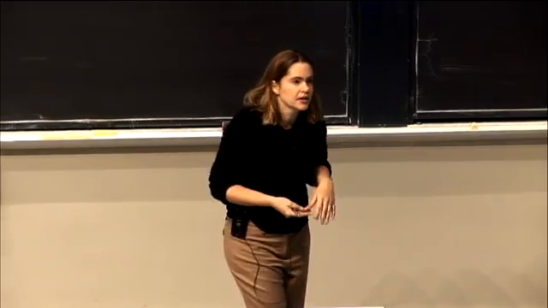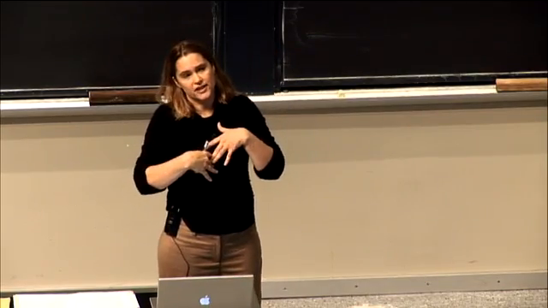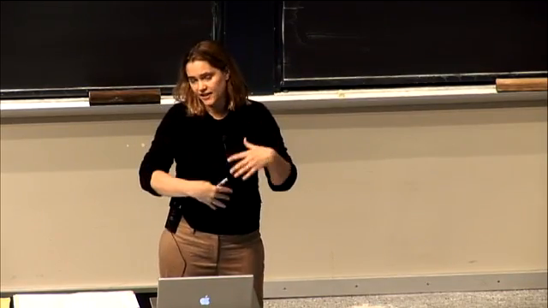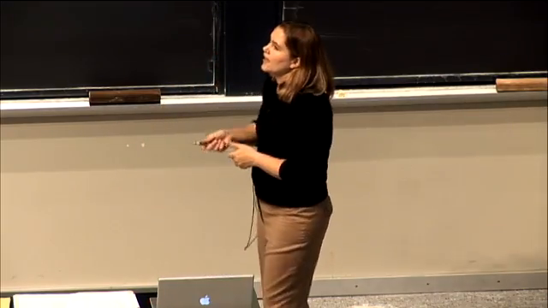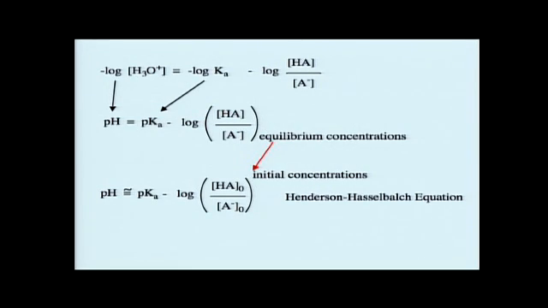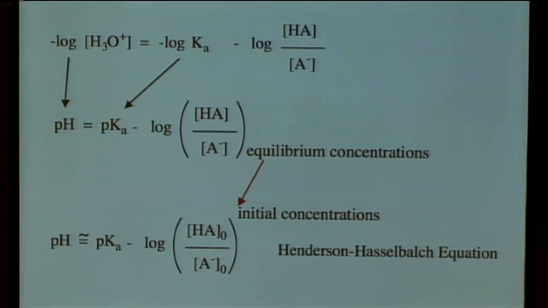And these are equilibrium concentrations, because remember, we derived it from our equilibrium expression for Ka. But a lot of times when you're working buffer problems, you know the concentrations that you added of these things, not necessarily the concentrations at equilibrium. And if we rewrite this expression in terms of the initial or original concentrations, then we have pH is approximately equal to pKa minus log of the initial concentrations of your acid over your conjugate base.